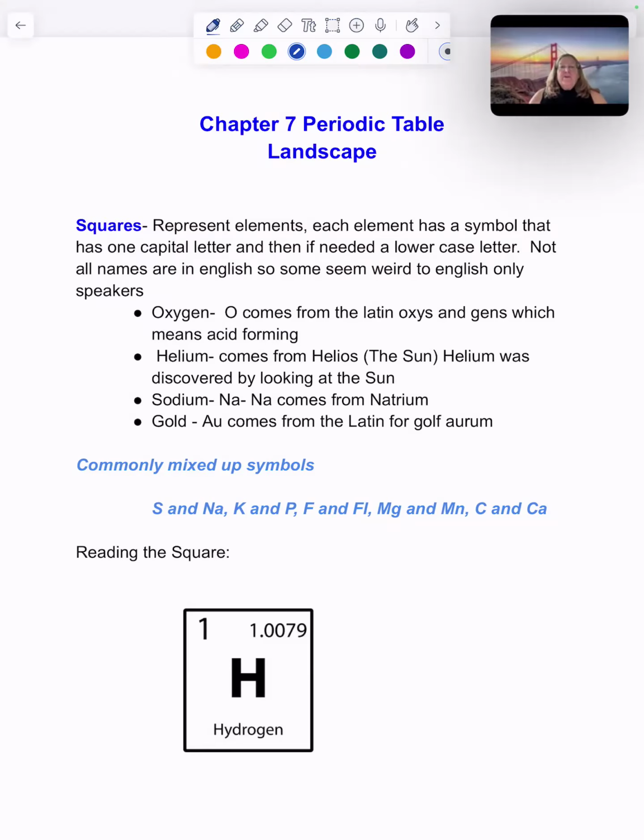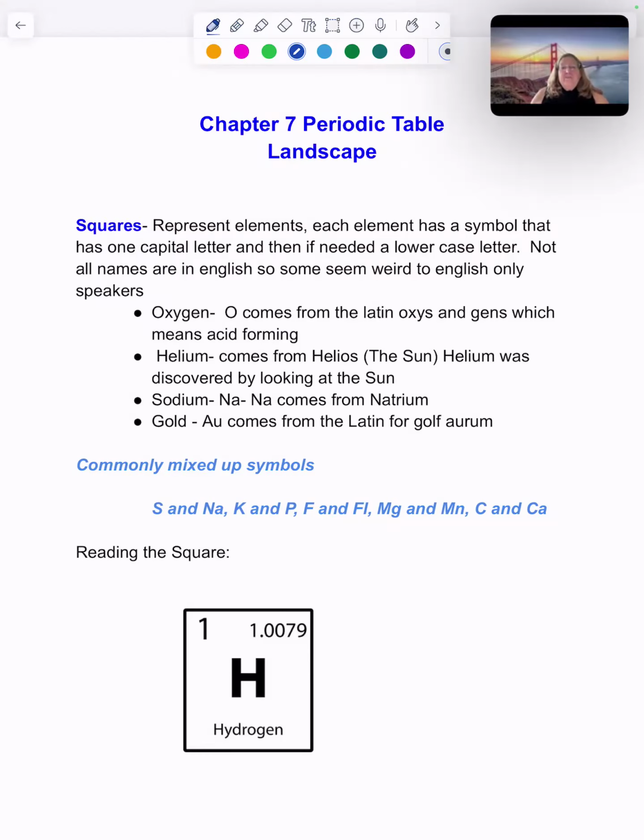The squares represent elements, and each element has a symbol that is one capital letter, and then if we need it, a second letter that has to be lowercase. So you've got to be really careful that you don't write in all caps because it would be wrong. Okay, not all the names are in English. Some of them seem a little weird.